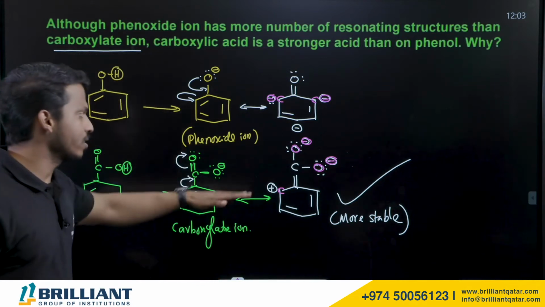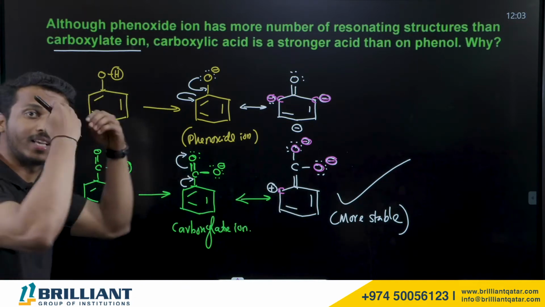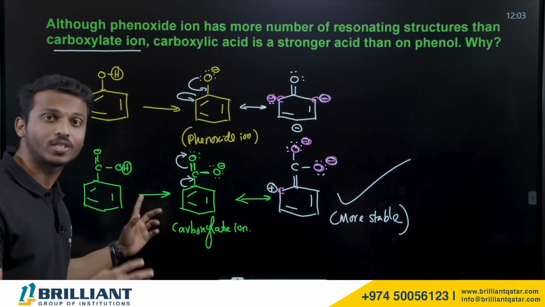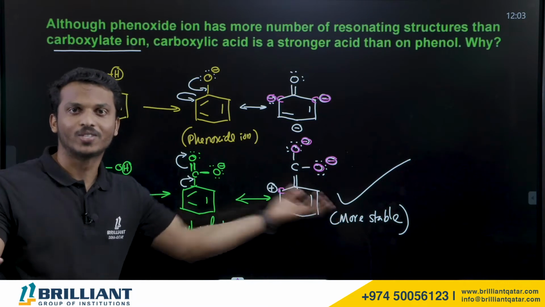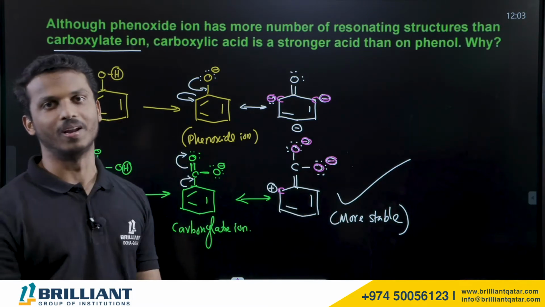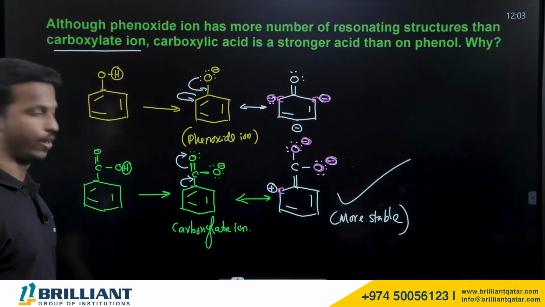So these structures being more stable means this carboxylic acid is ready to lose the hydrogen, right? Because when the carboxylic acid loses that hydrogen, the compound formed is more stable. So they are ready to lose the hydrogen because they are more stable. So carboxylic acids are stronger acids than phenol.